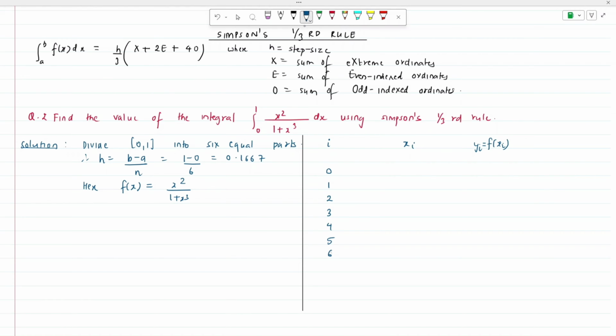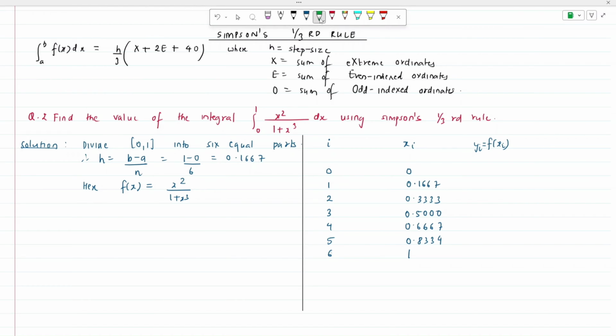Xi, the first one for i equal to 0, is going to be 0, followed by 0.1667, then 0.3333, 0.5000, 0.6667, 0.8334, and lastly it is going to be 1. Now let's move on to the calculation of yi.